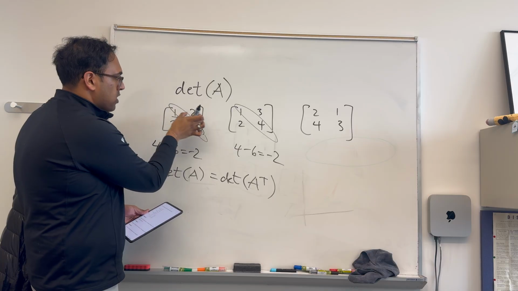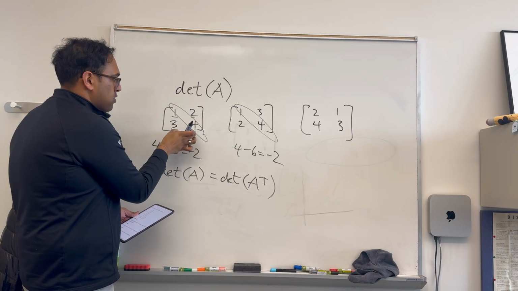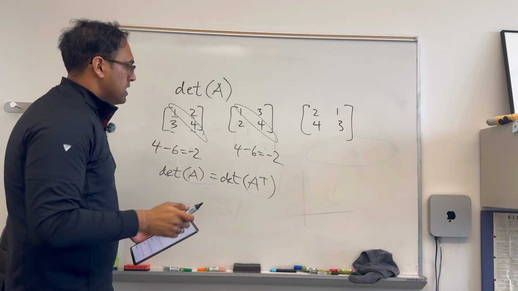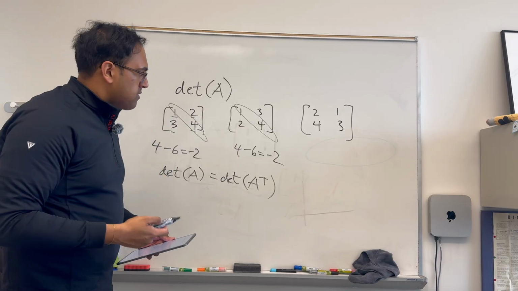The first row was 1, 2. Now the first column is 1, 2. The second row was 3, 4. Now the second column is 3, 4. These matrices are transposes of one another. They have the same determinant.